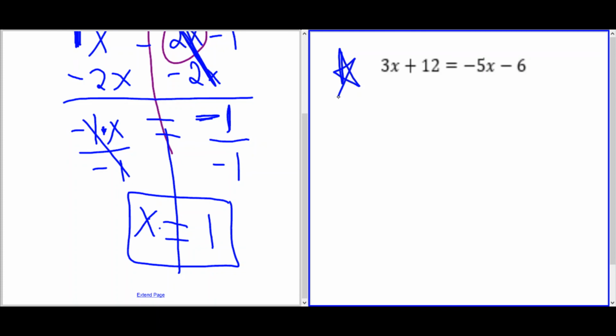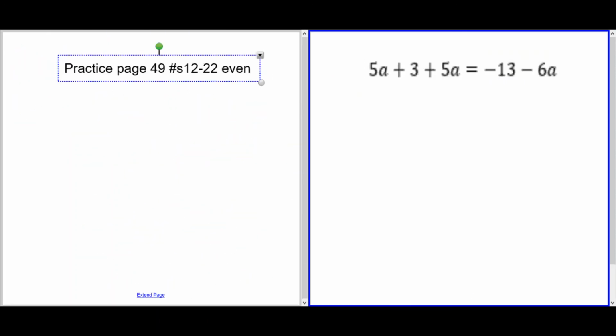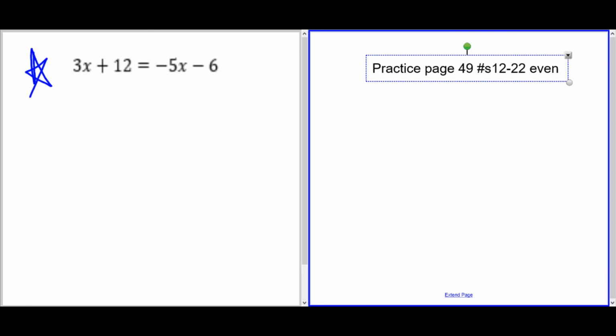So hopefully you had a second to pause the video and give it a try. We'll go over that one in the live meet. So I have some practice for you. Some more practice with these is on page 49, 12 to 22 even. Make sure to have those done before you get to our live session, and we'll go over them.